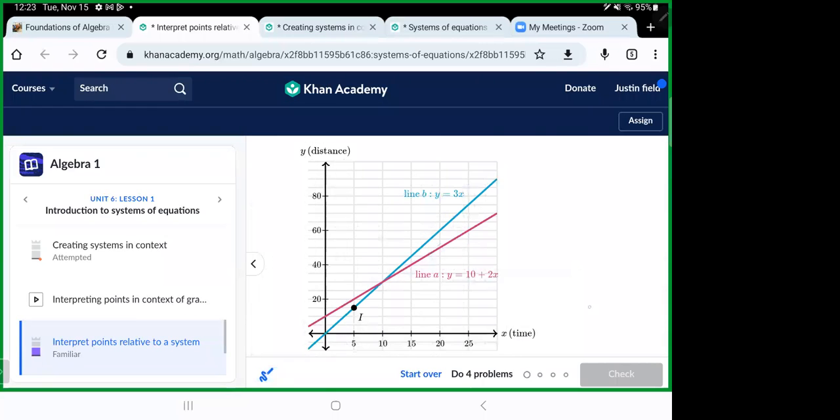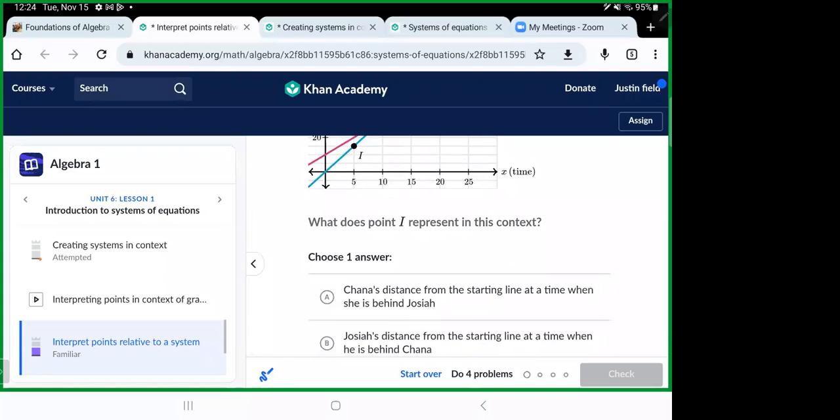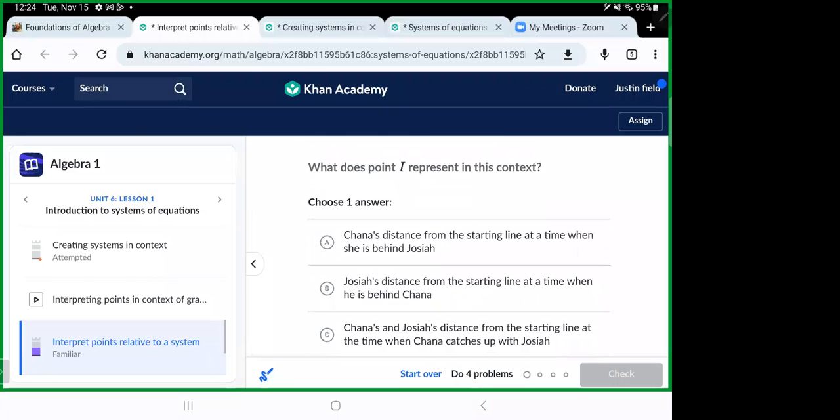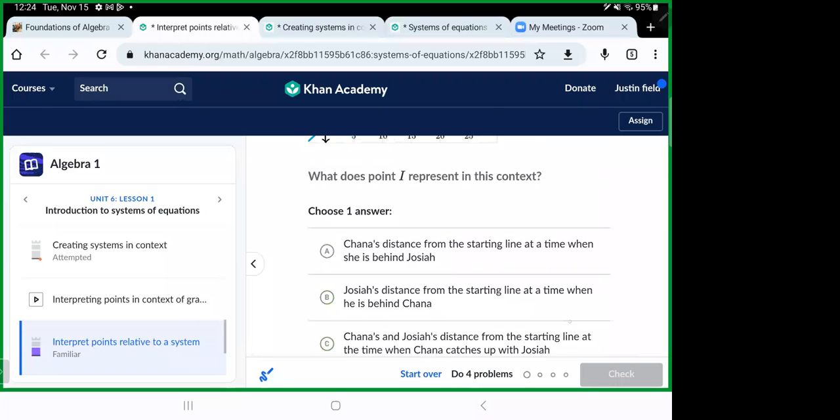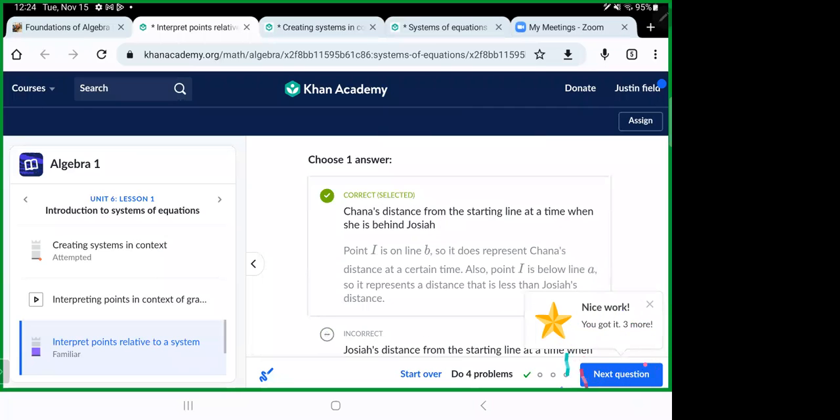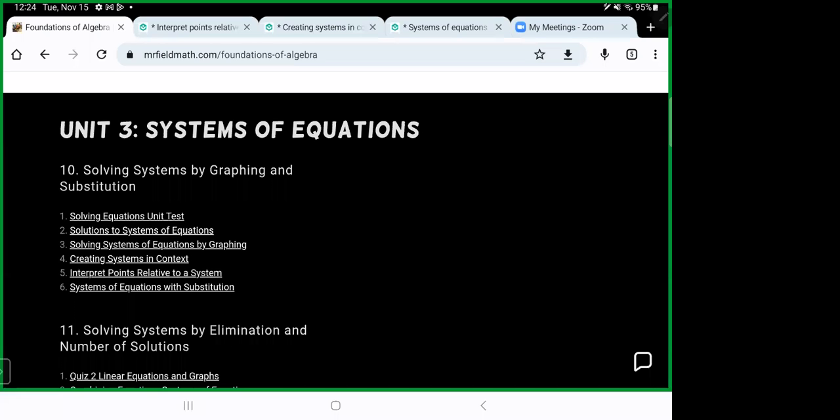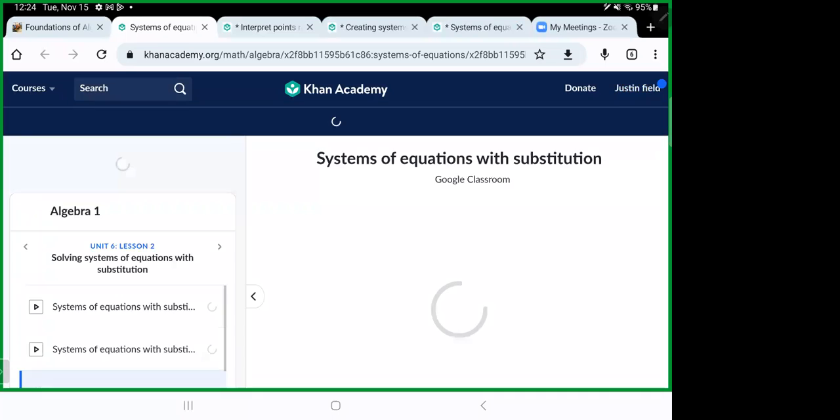So let's see what we can choose. We know that Chana is not as far as Josiah from the starting line at that time. Okay, Chana's distance, so we know it is talking about Chana's distance because it's on the blue line. At the time when she's behind Josiah, that's the one. She's behind Josiah because she's not as far along. Okay, so a lot of fun you can have with those, and hopefully a lot of good conversations in class.